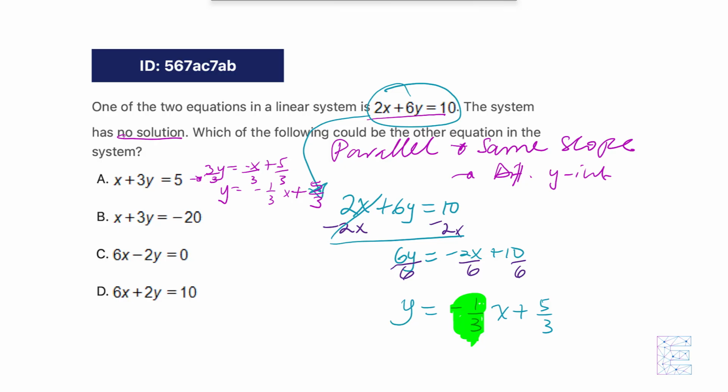So let's try working on B. To isolate y, once again, subtract x from both sides. Then we end up having 3y equals negative x minus 20. Divide everything by 3. So y equals negative 1/3 x minus 20 over 3. Do we have the same slope as the original? We sure do. Negative 1/3, negative 1/3. Are the y-intercepts different? They are. So the answer has got to be B.